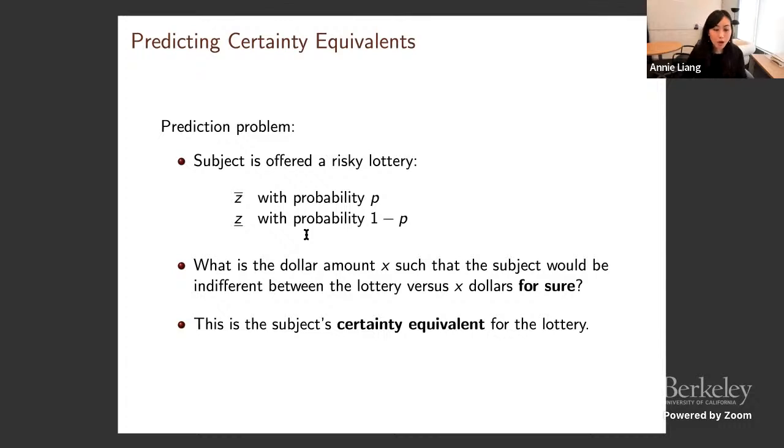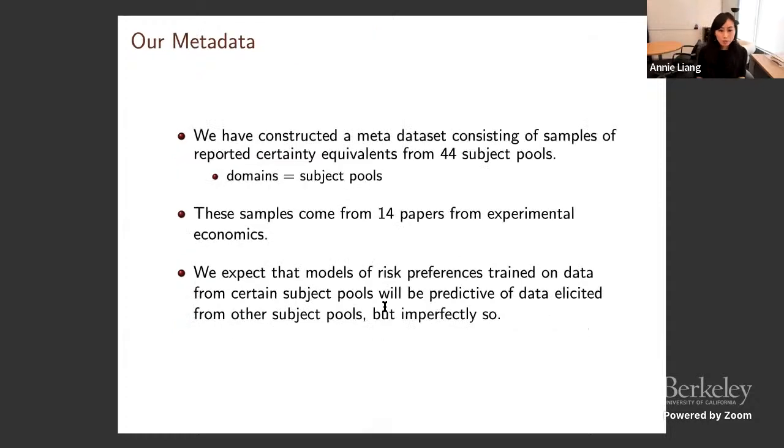Okay? But this is a prediction problem. I can ask you, if I just give you the lottery, can you predict the subject's certainty equivalent? So what we've done is we've constructed a metadata set consisting of samples of reported certainty equivalents from 44 subject pools. So here we're going to be interpreting domains as subject pools. I want to put a star on that. That's something we're going to come back to later.